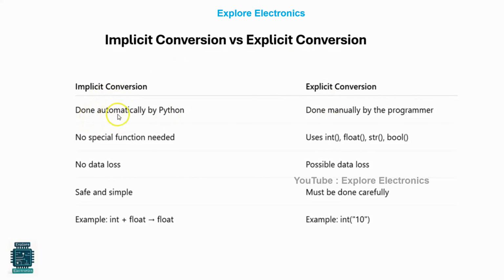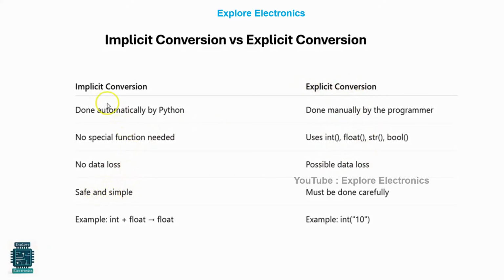Here implicit means done automatically by Python. Explicit means done manually by the programmer. Here no special function is needed. Here the integer function, float, string and boolean functions are needed to convert from one data type to another data type manually. Clear? Here no data loss. Here data loss is possible because whenever it is a floating point number and I'm converting to integer, data loss will happen in the explicit conversion.